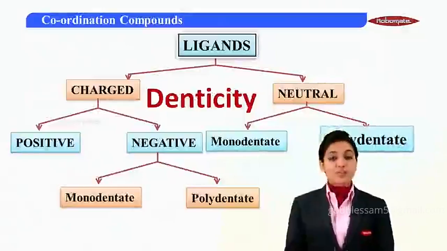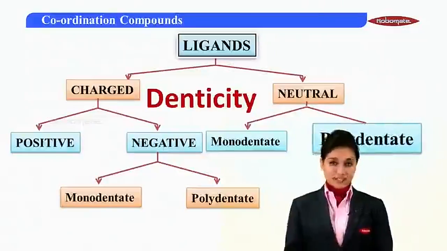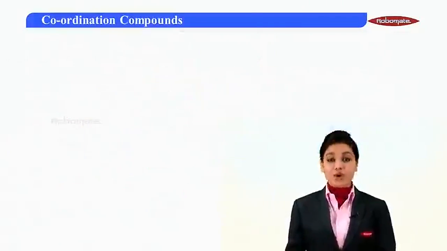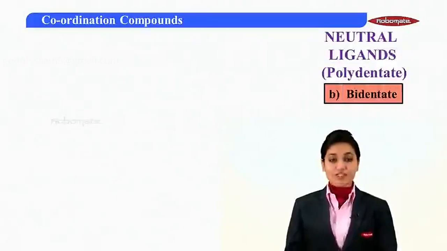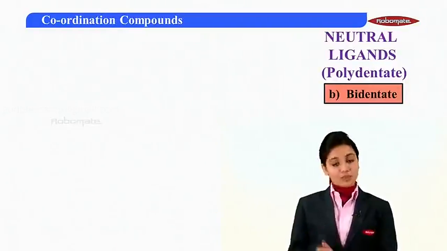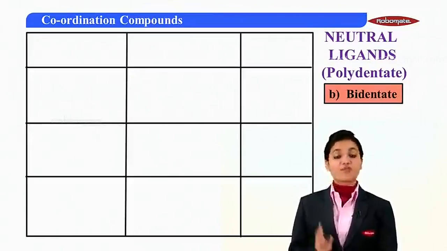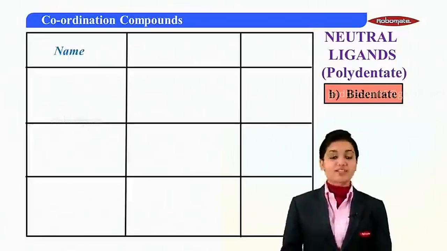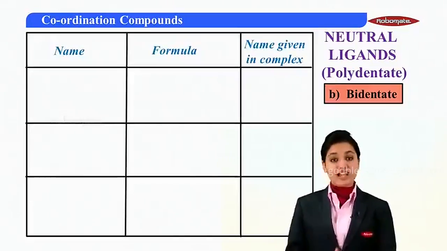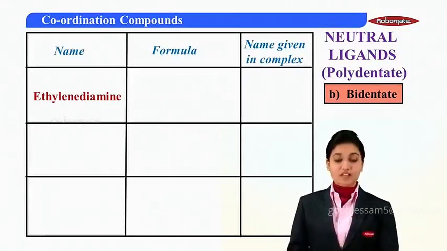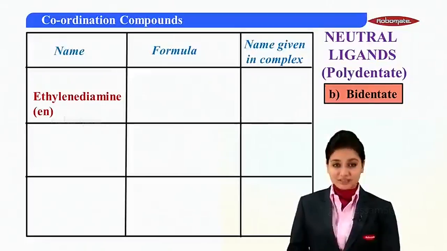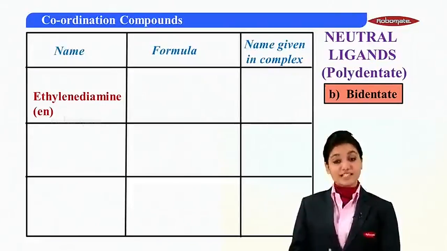Now let us look at the polydentate neutral ligands, that means those which are forming more than one coordinate bond. The list is as follows. The first category in the polydentate is bidentate ligands, that means those ligands which are neutral in nature and form two coordinate bonds. Let us look at the name, the formula and the name which is given in the complex. The first one is ethylene diamine, represented as EN.